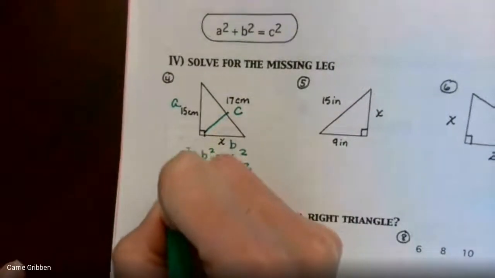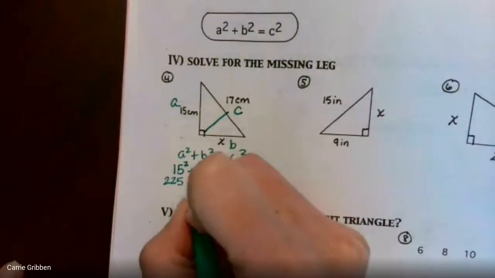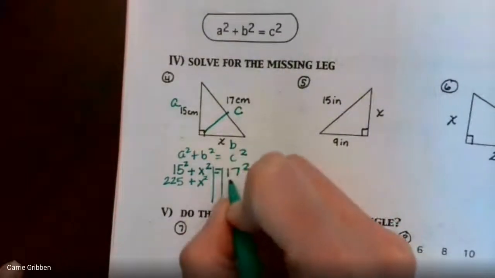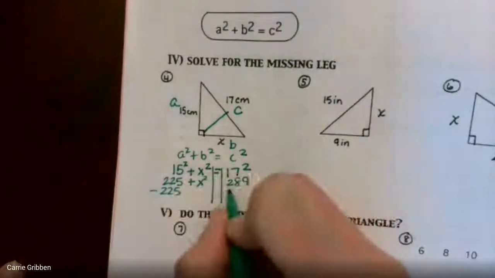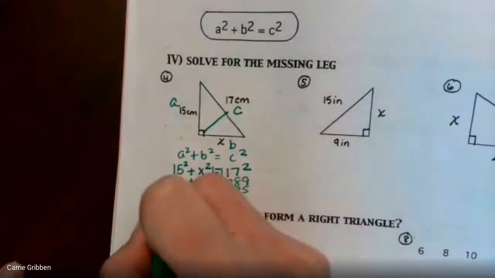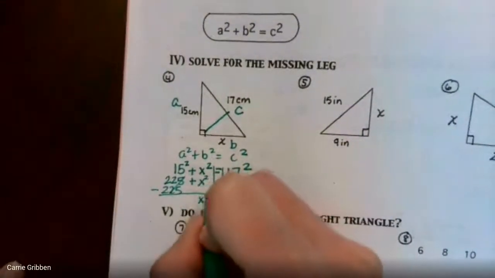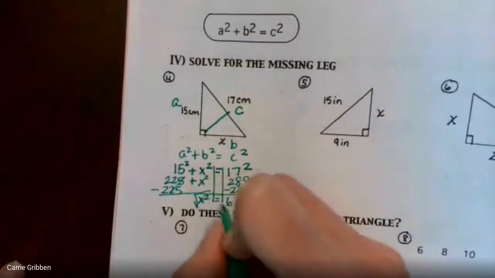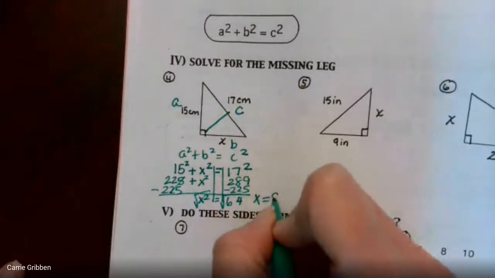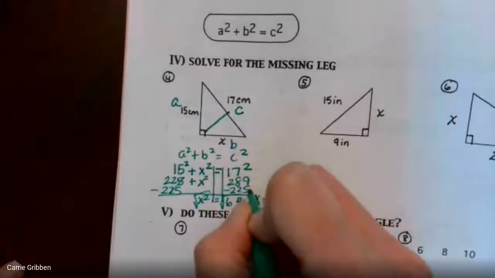So you're going to have to subtract once we get going. So if 15 squared is 225, 17 squared is 289. Now I'm going to have to subtract before I take the square root. So I get x squared equals, and if I subtract those two, it's 64. So if I take the square root, then x is going to equal 8 centimeters.